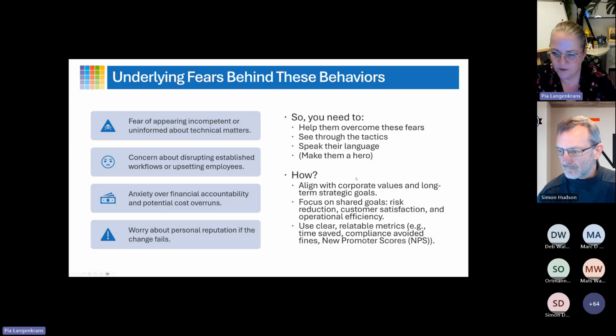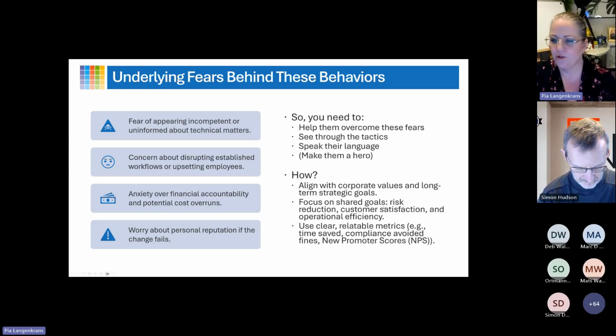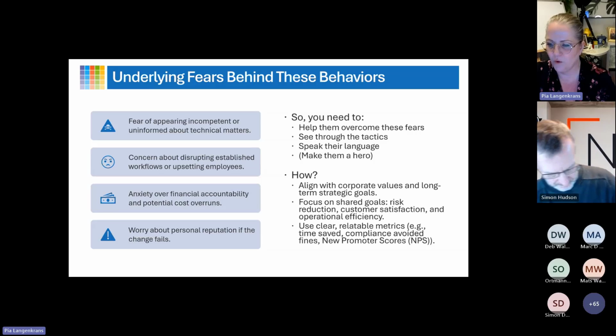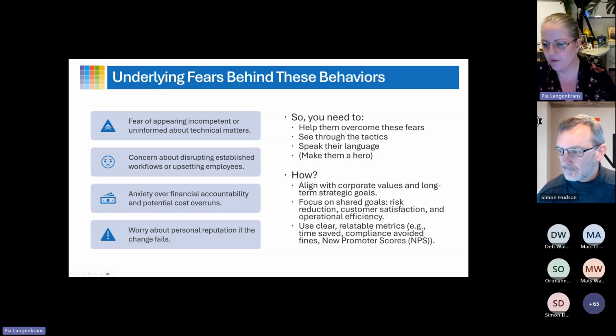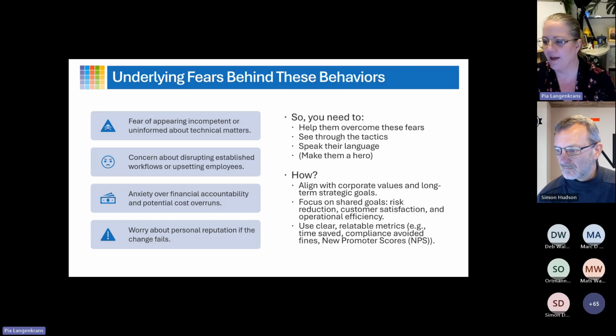So align with the corporate values and long-term strategic goals. Look at their KPIs, look at how the customers might be impacted, and shared goals from you and the leadership. So risk reduction, customer satisfaction, operational efficiency. These are the things that they understand and work with all the time. And we need to be clear with the metrics. So here we are again with the KPIs. Net promoter scores. Did I do a little typo there? This is how happy the customers are.